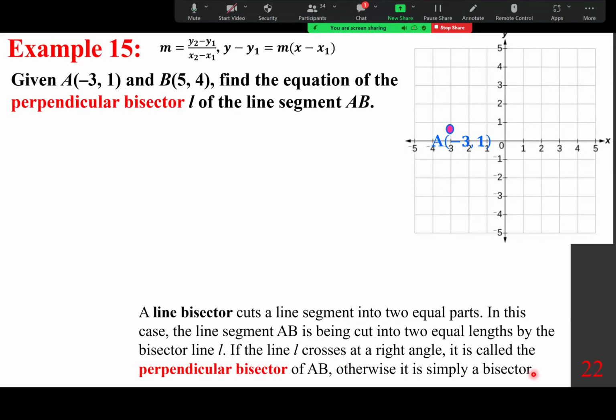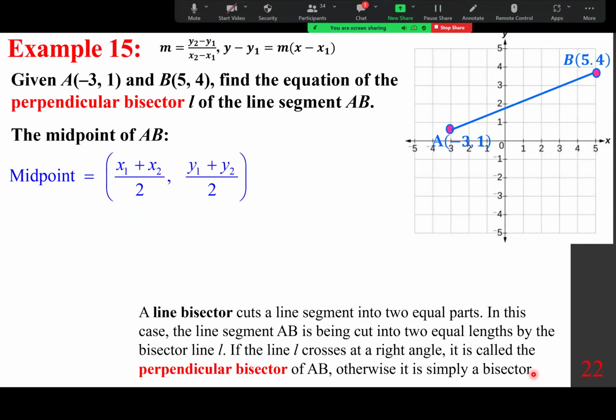So we have A with coordinates -3, 1, B with coordinates 5, 4. Connect them, and we want to find the bisector. We want to find this line. And to find this line, the concept of a bisector is to cut it into equal parts. So we are looking for the point which is the midpoint: x sub 1 plus x sub 2 over 2, y sub 1 plus y sub 2 over 2. That would be the coordinates of the midpoint.